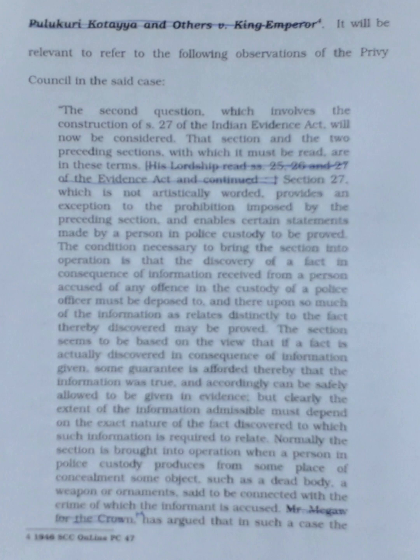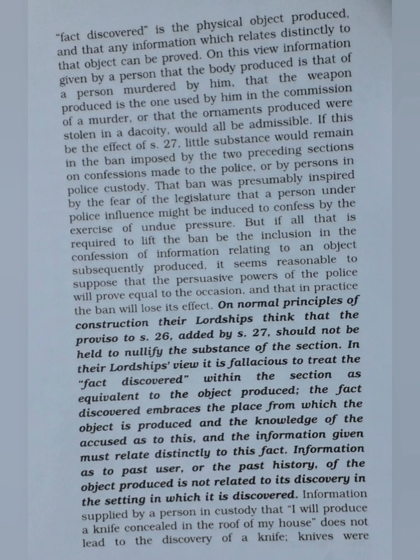Normally, the section is brought into operation when a person in police custody produces from some place of concealment some object, such as a dead body, a weapon, or ornaments said to be connected with the crime of which the informant is accused. It has been argued that in such a case, the fact discovered is the physical object produced, and that any information which relates distinctly to that object can be proved. On this view, information given by a person that the body produced is that of a person murdered by him, that the weapon produced is the one used by him in the commission of a murder, or that the ornaments produced were stolen in a dacoity would all be admissible.